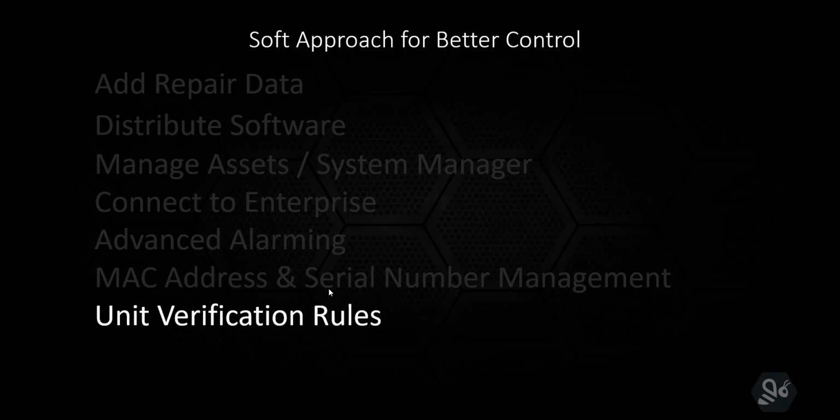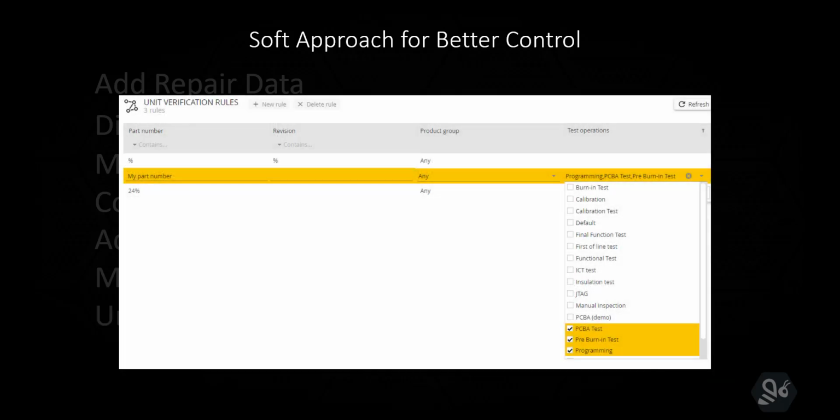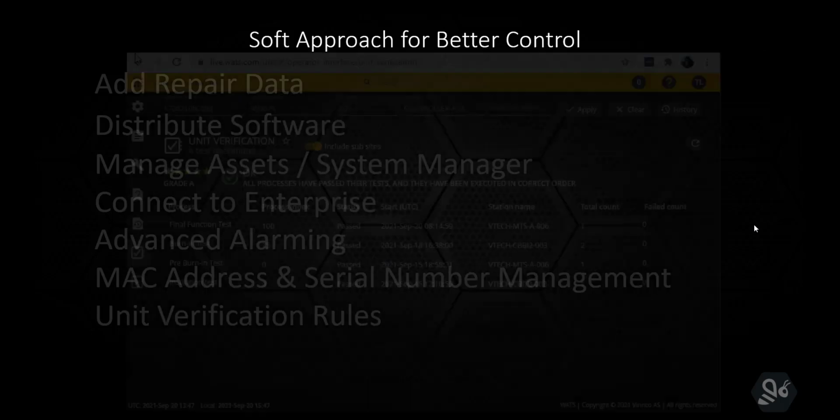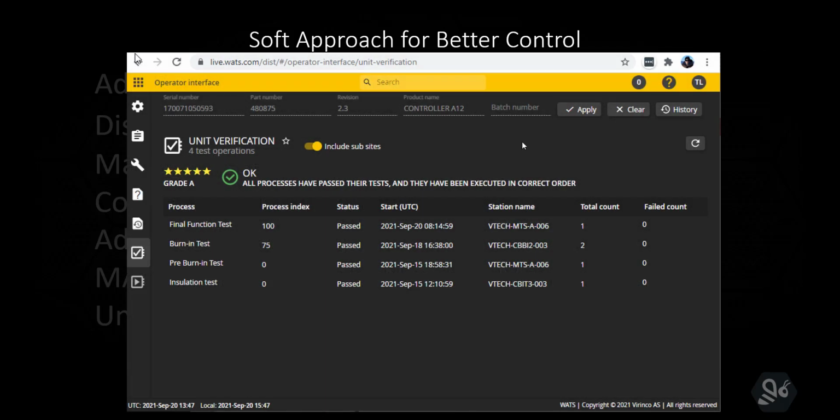There are also what we call unit verification rules, an area where we are investing a lot in moving forward. One thing is the actual test results, evaluating what's good and bad, but there's also the notion of making things in the right order and not allowing for retesting, repairs, etc. So here's an example. I tell that these serial numbers should go through a certain number of steps to be okay.